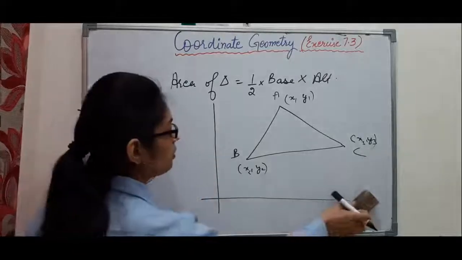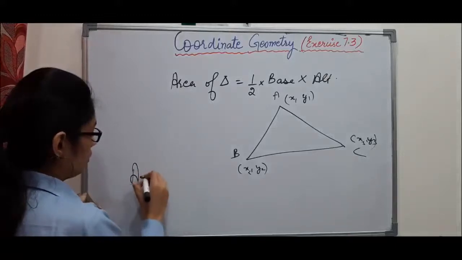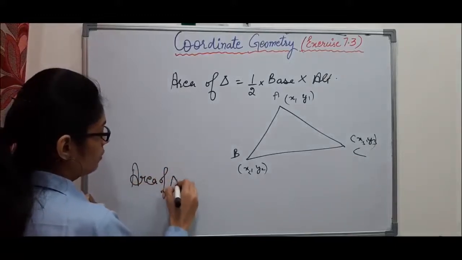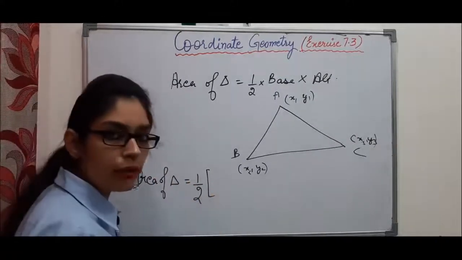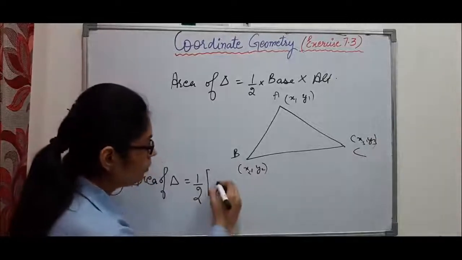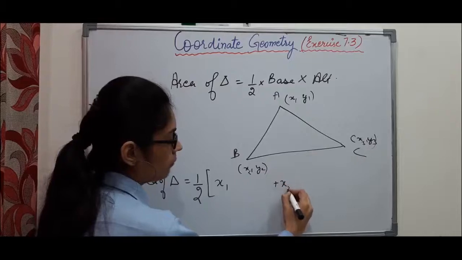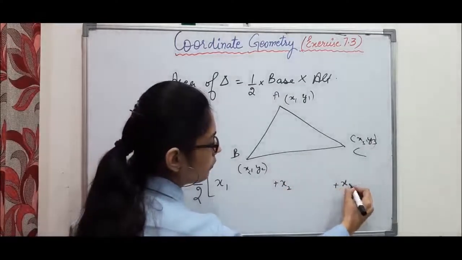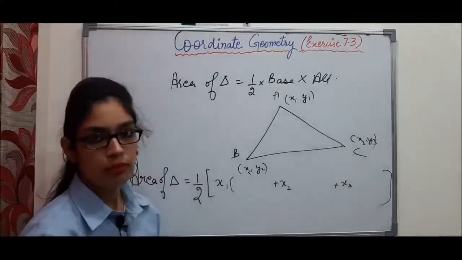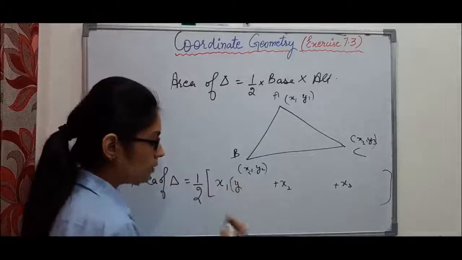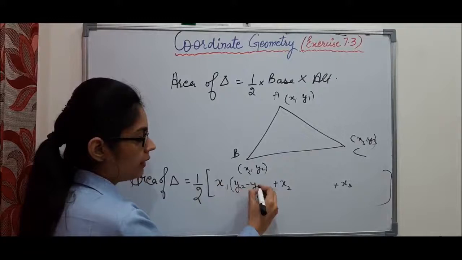So the area of triangle is half. First of all, just write the values of x. This is a simple way I am telling you to remember the formula. x1, leave some space, then x2, leave space, then x3. Now, for each one, you have to leave its own y and write the remaining values of y. For example, for x1 you leave y1, so you write y2 minus y3.